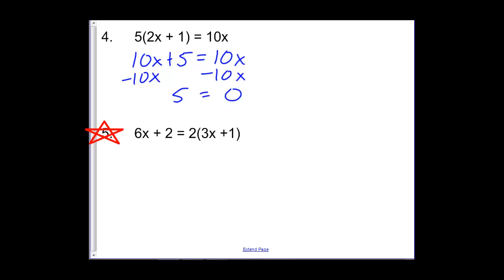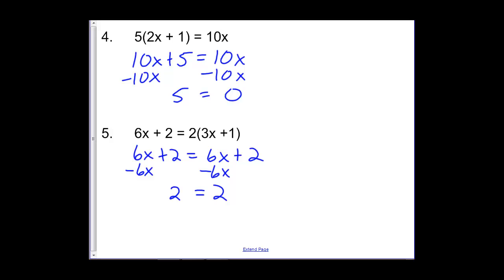Second example on this page, 6x plus 2 equals 2 times 3x plus 1. A little simplifying to do on the right side, use the distributive property, and I get 6x plus 2 equals 6x plus 2. You might see something happening here, but I'm not going to let you off the hook just yet. If we have variables on both sides, we've got to get them on one side. So I subtract 6x and I subtract 6x. Notice that leaves me with 2 on the left, and it leaves me with 2 on the right.